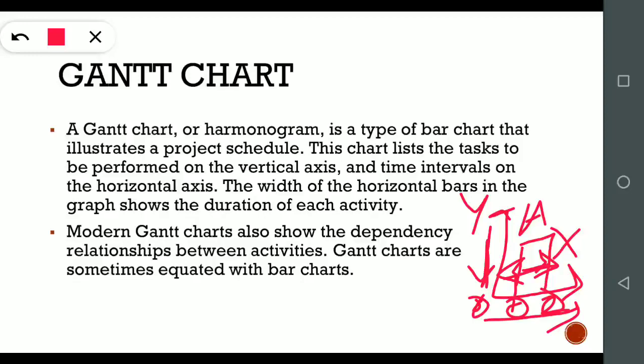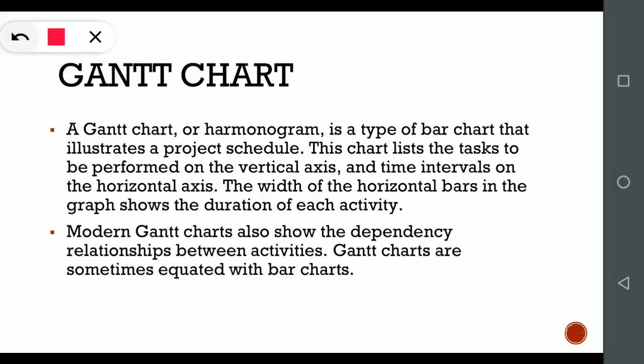Modern Gantt charts also show the dependency relationship. Nowadays, in the Gantt charts being used, the relationship between two activities is also shown. That means how two tasks or two events are correlated to each other, whether they are independent of each other or dependent on each other. That is also shown in Gantt charts. Gantt charts are sometimes equated with the bar chart. We sometimes also call them the bar chart.